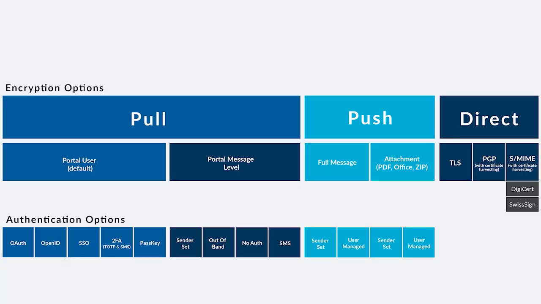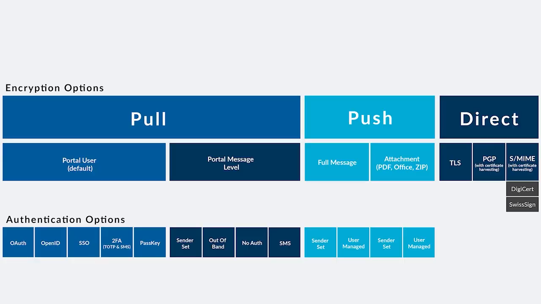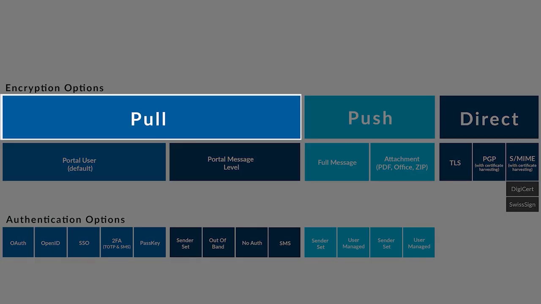And then the second area is what we call push. So this is similar in the sense that we're pushing content to the recipient, but we're not using certificate-based encryption. We're asking the user to register with the service and delivering it. And then the third area is what we call pull or portal. This is where we're bringing the user back into the portal.